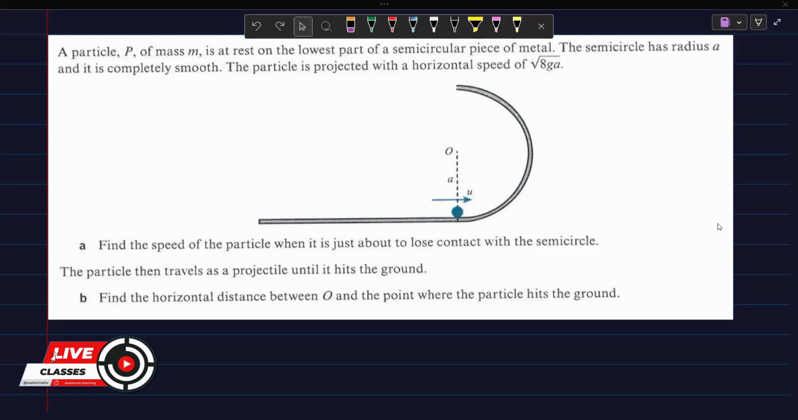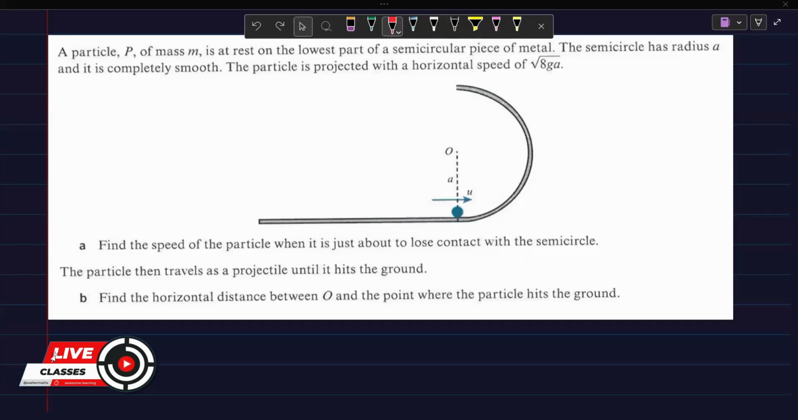So we're starting with this question here, and it says, a particle P of mass m is at rest on the lowest part of a semicircular piece of metal. The semicircle has radius a and is completely smooth. The particle is projected with a horizontal speed of root 8ga. So on part A, find the speed of the particle when it is just about to lose contact with the semicircle.